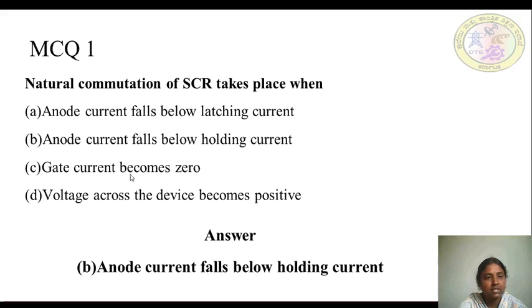The third option is the gate current. Even though gate current is removed, you know that the SCR will be in the on state only. The fourth point says voltage across the device becomes positive. Voltage across the device becoming positive means SCR is in the forward biased state, that is, SCR is in the conducting state once it is turned on. So the concept of turning off of an SCR will not be considered in point 4. So the answer is anode current falls below holding current.